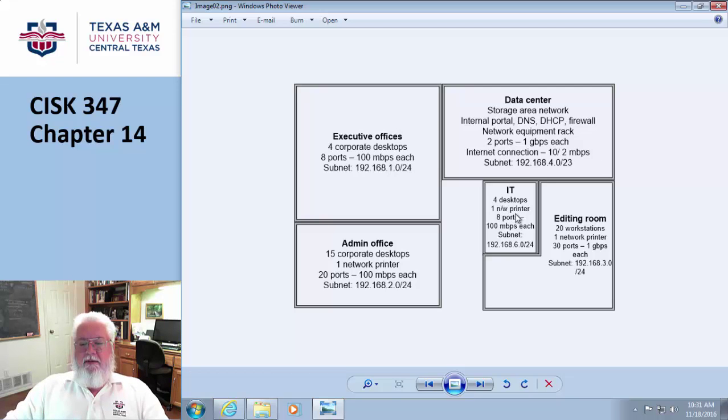The IT folks: 4 desktops, 8 ports, editing room, 20, plus a network printer, rounded off to 30. Okay, so now I've kind of got my requirements. I went around and asked them what they need, and you're writing all this down, and you've got the distances.